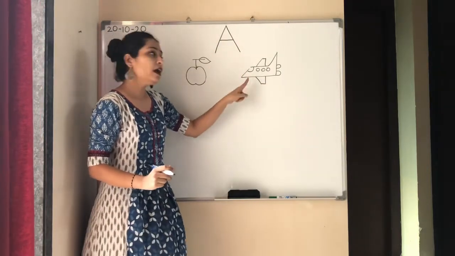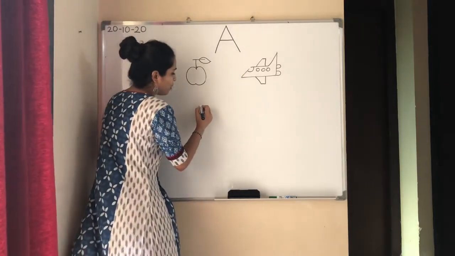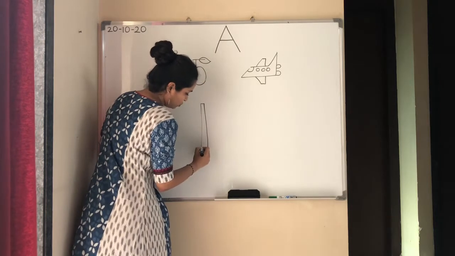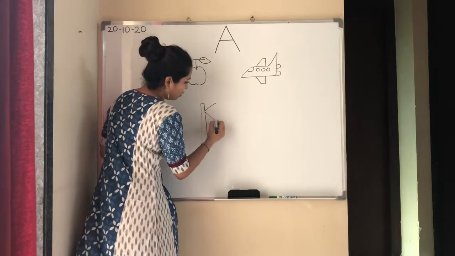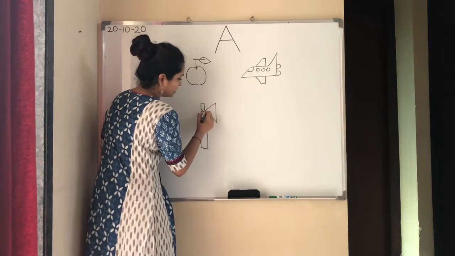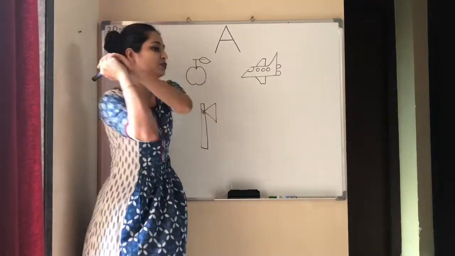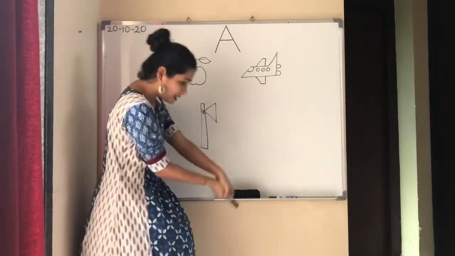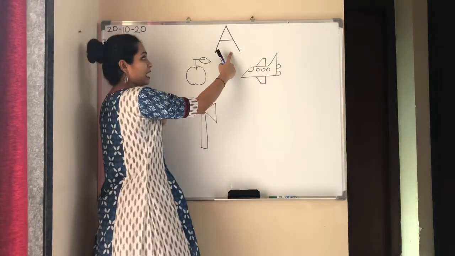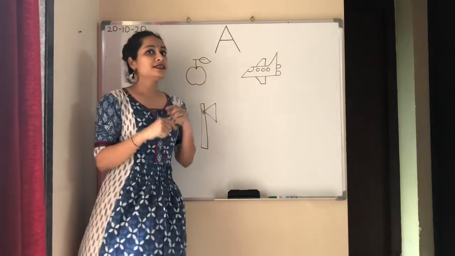The next picture is A for axe. This axe is used to cut wood. This is an axe. Say A for axe. We cut trees with it. We cut wood with it. Yes, this is axe. What is this? Axe. Say A for axe. Which is the next picture?